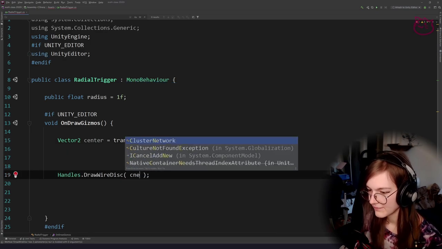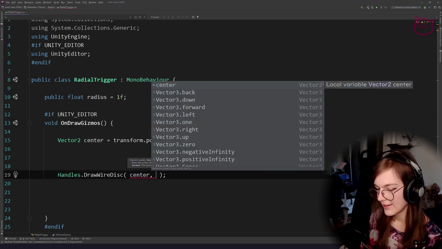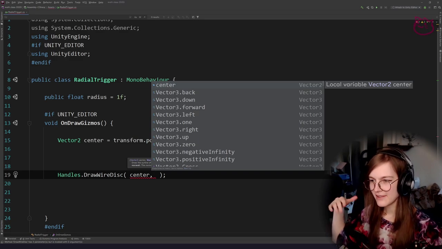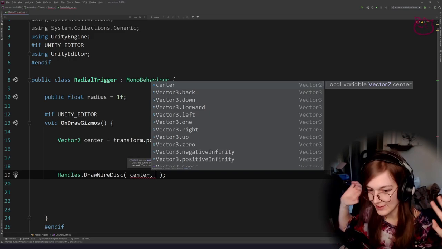Yeah, so that's the only one we need so far. So we can do center. Then we need the normal. That's going to be the normal of the plane in which the disk resides. Which is a little esoteric right now because we haven't talked about 3D vectors yet.